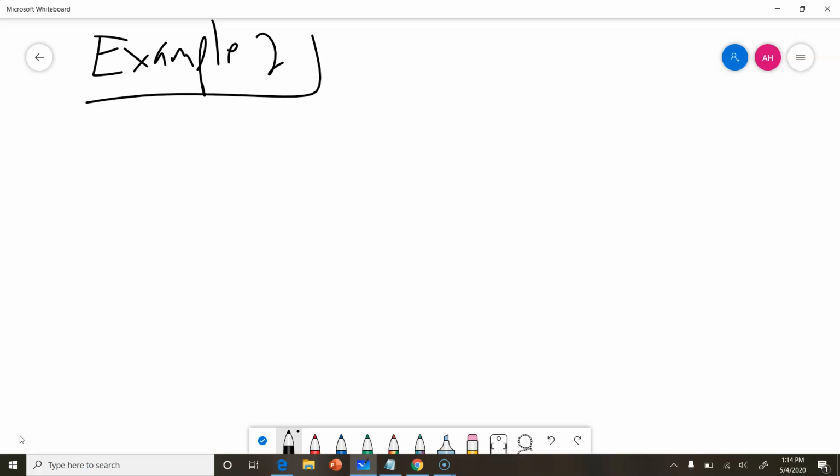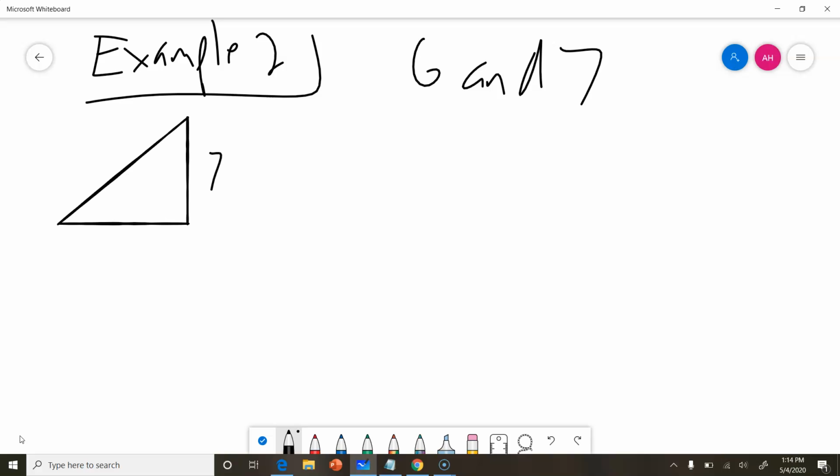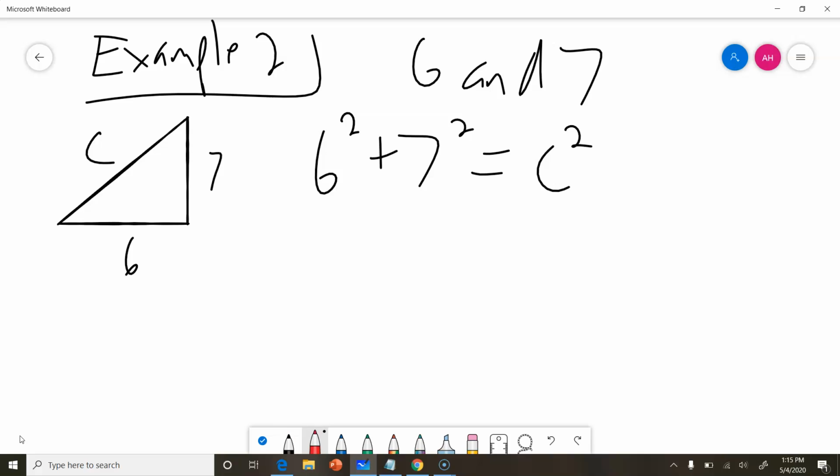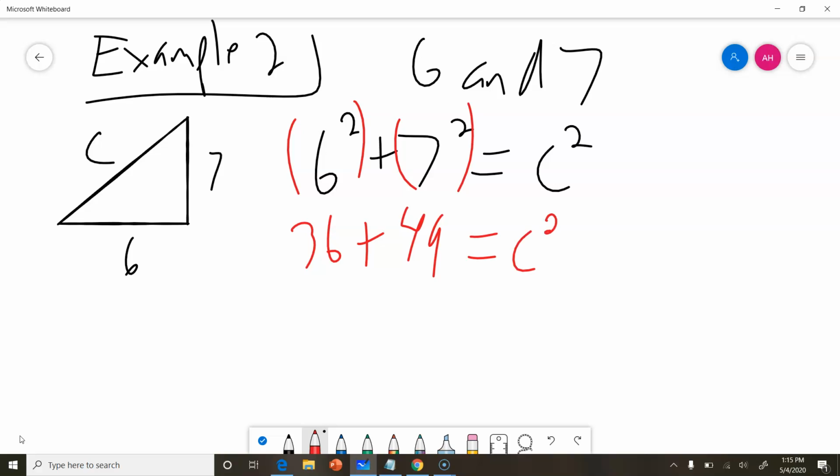Not too bad. Let's do another one for example. The next one is example 2 on the next page. It says the legs are 6 and 7. If it helps you to draw it, I would draw it. You got 7 and 6, and you got C. You want to know what C is? So we have 6 squared plus 7 squared equals C squared. That's our formula. I square 6, which is 36. I square 7, which is 49, equals C squared. What's 36 plus 49? Well, that's 85. So you get 85 equals C squared.